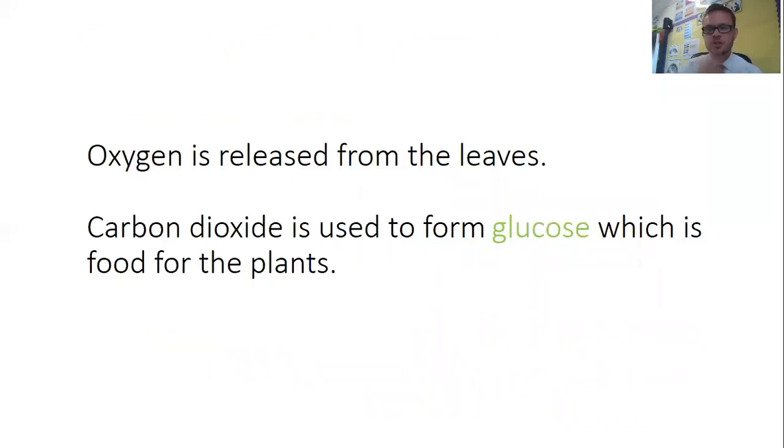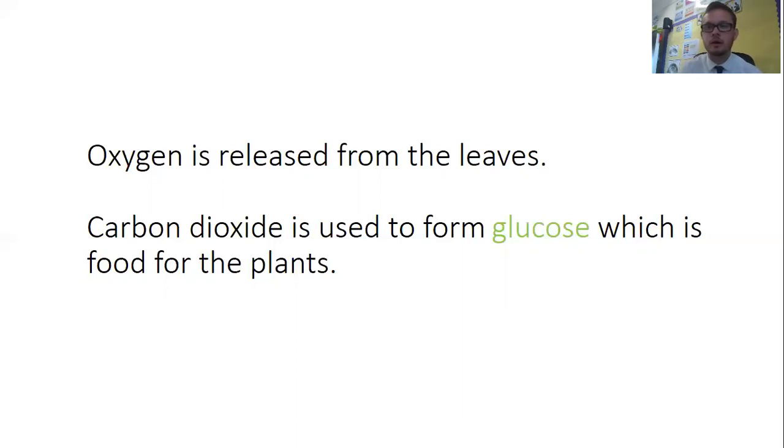And then the oxygen is released from the leaves. Carbon dioxide that's put into the leaves is used to form something called glucose, which is the food that the plants use. Now, glucose is a type of sugar. It's the food that plants need in order to live. So as you can see, this is amazing. Plants make their own food using water, sunlight, and carbon dioxide.